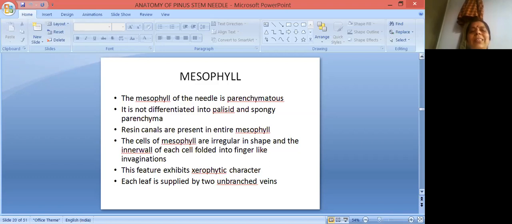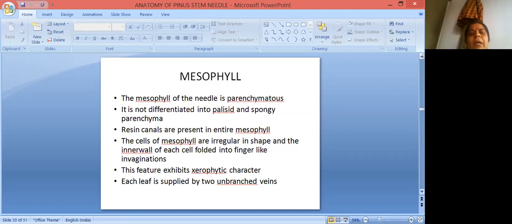Now coming to resin canals. Resin canals are also present in the mesophyll tissue, and those resin canals are storage tissues and they are surrounded by a single layer of epithelial cells. That is one important identification and commercial character of this. And these invaginations are also a xerophytic character.